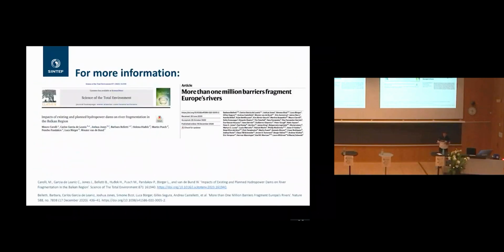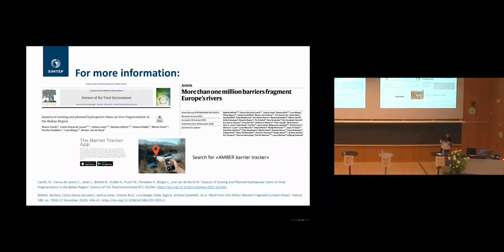Last slide. For more information, we have these two papers that come from the AMBER project. One is "More than 1 million barriers," the summary at the European level, where you see some data country by country. The other one is about the Balkans.